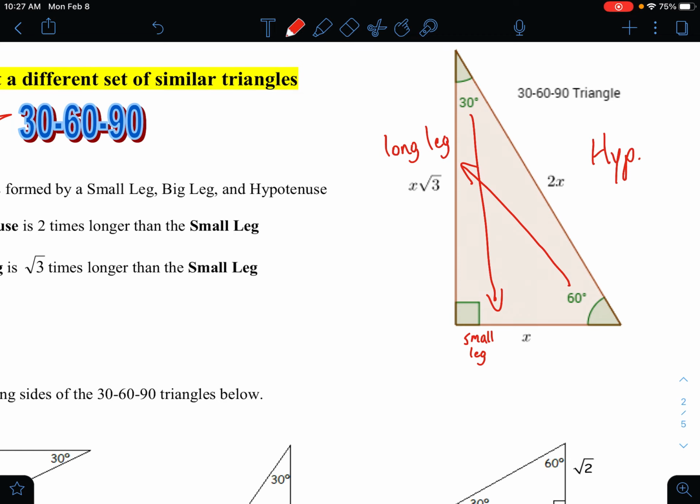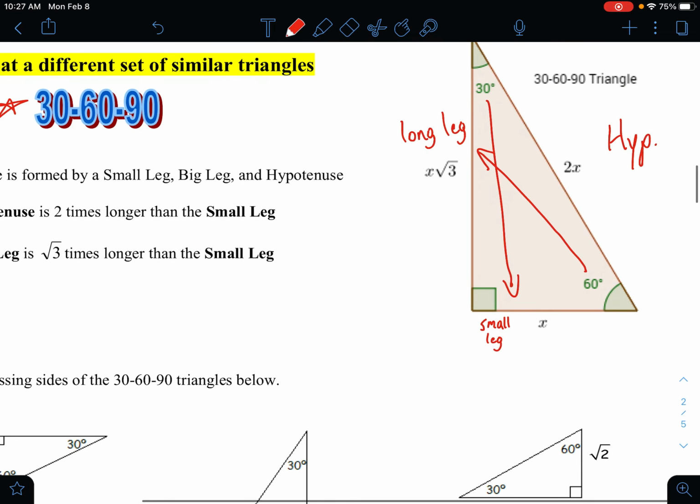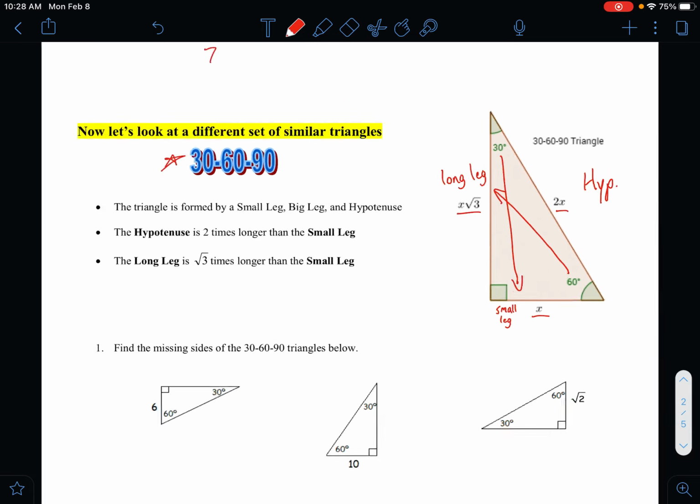Okay. Our small leg is just going to be simplified or signaled by our variable x here. Okay, the hypotenuse is always going to be double whatever the small leg is. Okay, so if our small leg is 4, the hypotenuse is 8. It's just doubled, okay? Also, the long leg is just going to be square root 3 times longer than the small leg. Okay, so whatever that small leg is, you just multiply it by square root of 3, and that is what my long leg is.